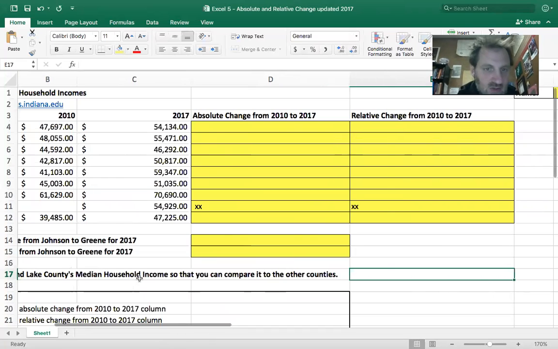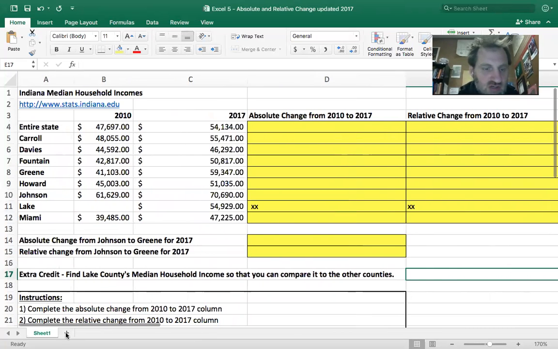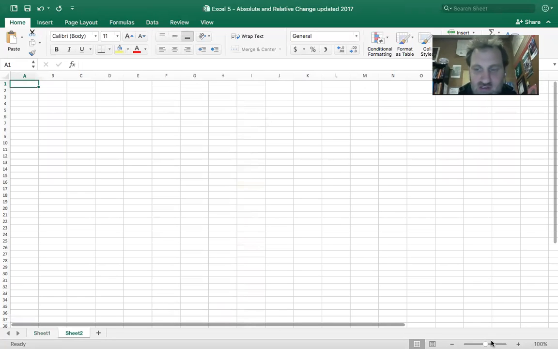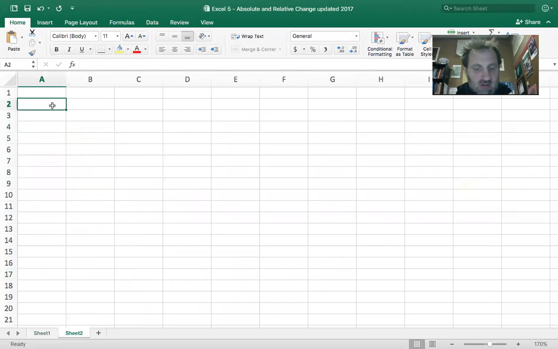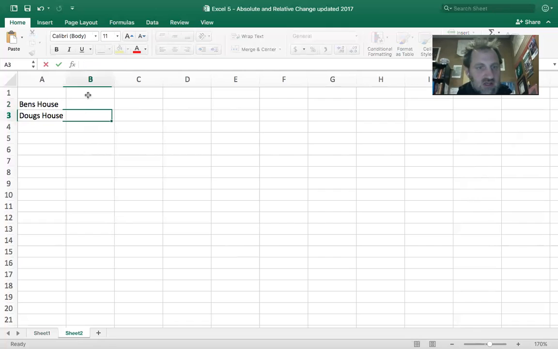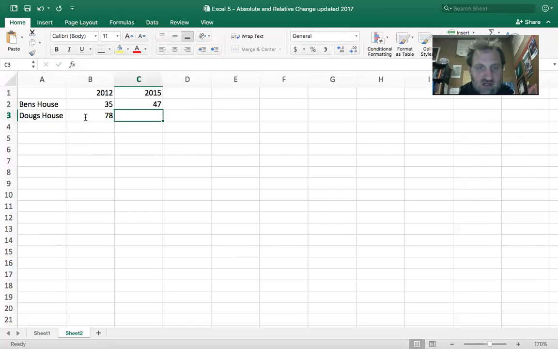Okay, so let's talk about doing absolute change and relative change. Now you've got examples here that involve time, that's these ones at the top, and then you have one that doesn't involve time. I want to practice both. Now let's zoom in here and make something up. Ben's house and Doug's house, and this is 2012 and this is 2015. This is 35 and this is 47. And this is 78, and this is 99.